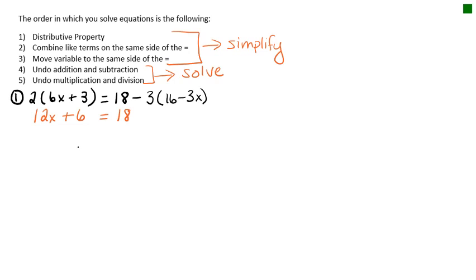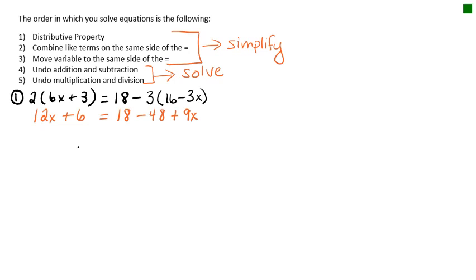So now I'm going to multiply a negative 3 times 16 and negative 3x. So negative 3 times 16 is negative 48. Okay, so a negative 3 times a positive 16. Now I'm going to do a negative 3 times a negative 3x, which is a positive because a negative times a negative is a positive, so I'm going to put down plus 9x. So there's step 1, distributive property.